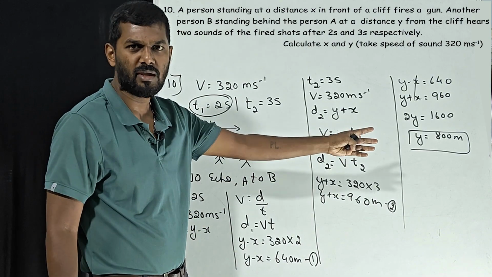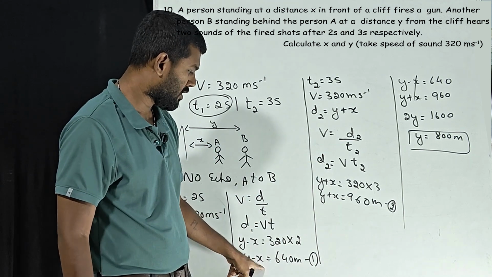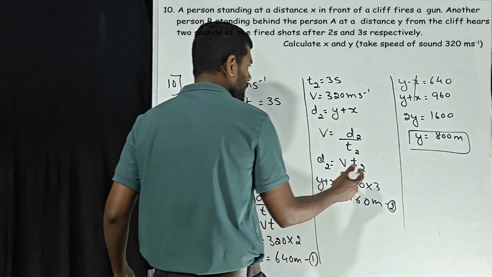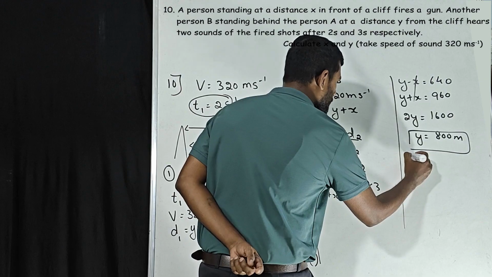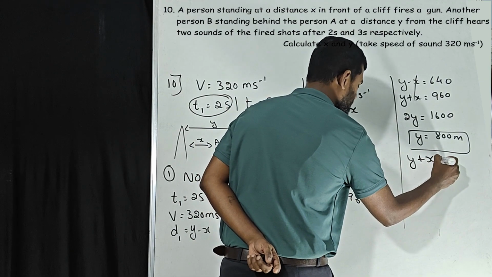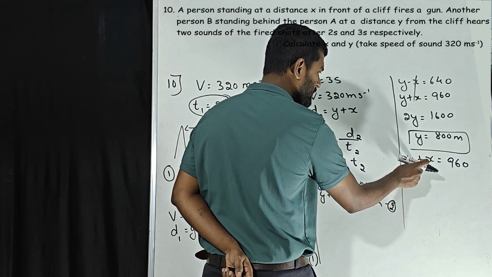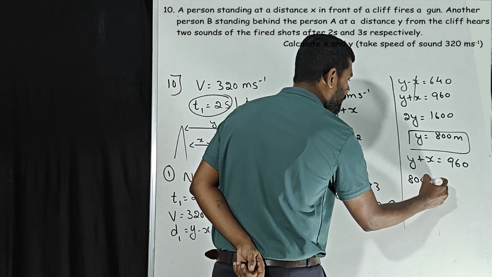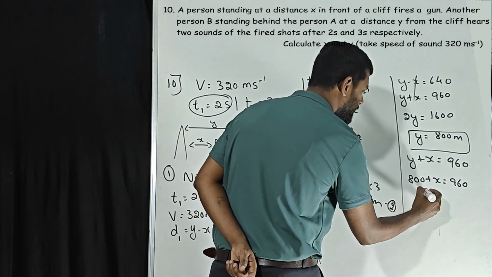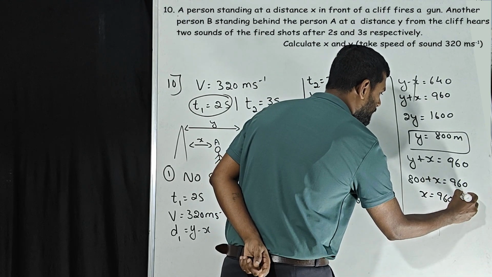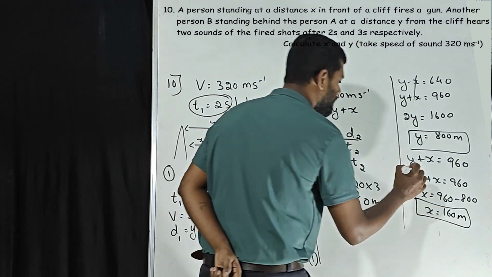So once we get the value of y, it is easy to get the value of x. You can substitute the y value in any one of the equations, first equation or second equation. So here we'll go for the second equation. You can choose any equation. Now what is the second equation? x plus y is equal to 960, correct? Now we want the x value, first substitute the y value here, 800 plus x is equal to 960. Now we want x, and 800 goes to that side, so x is equal to 960 minus 800, so x is equal to 160 meters. That's it.